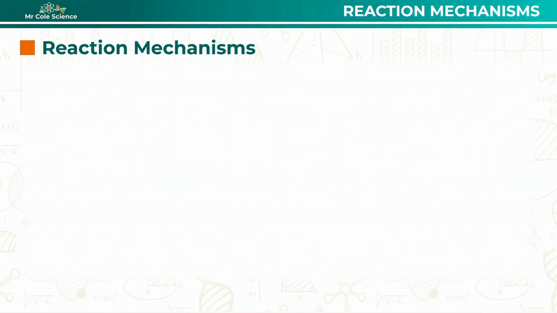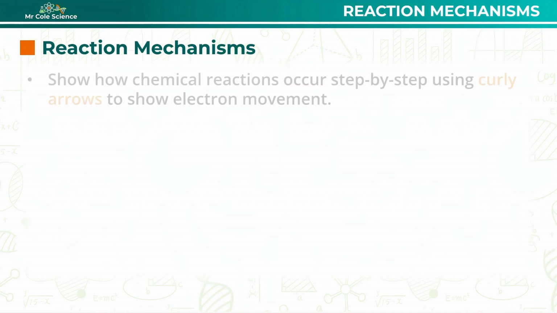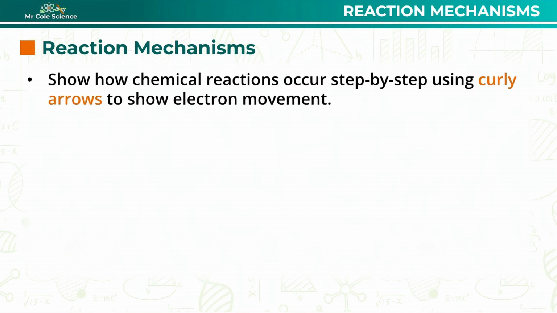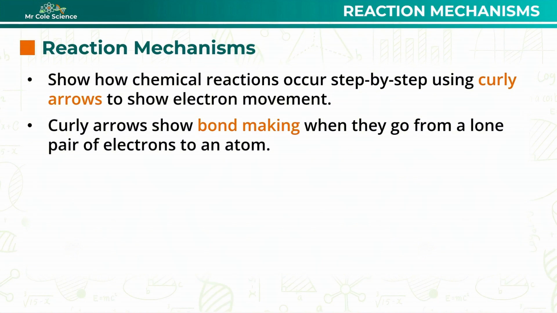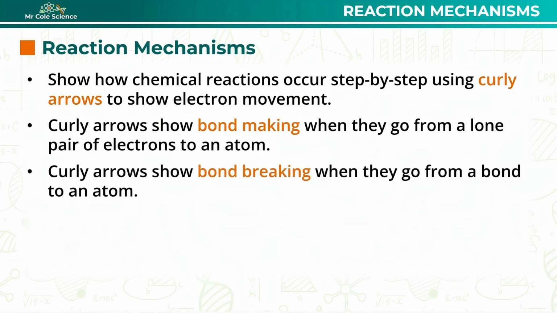So overall, reaction mechanisms are used to show how chemical reactions occur step by step, using curly arrows to show the movement of electrons during bond breaking and bond making. Remember, if a curly arrow starts at a lone pair of electrons and points to an atom, it shows those electrons being used to form a covalent bond. If a curly arrow starts at a bond and points to an atom, it shows that bond being broken and the electrons moving onto that atom.